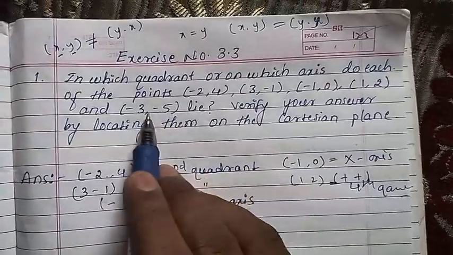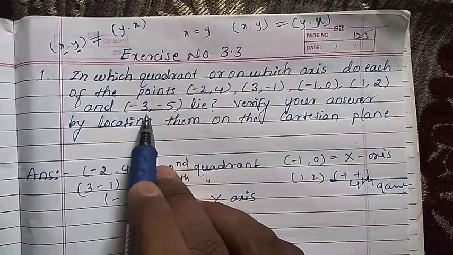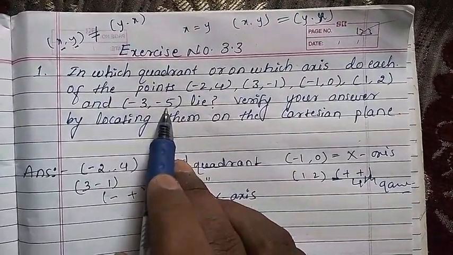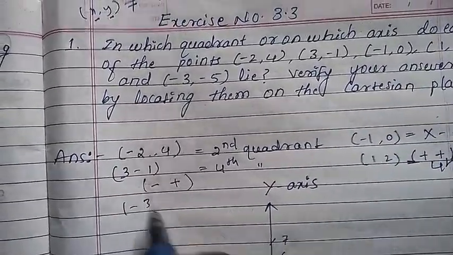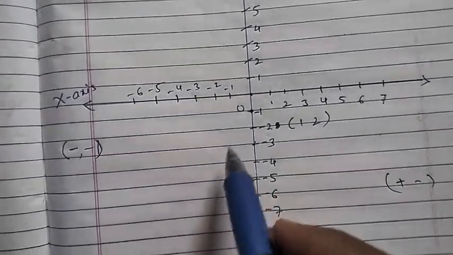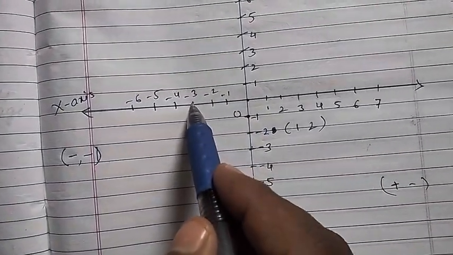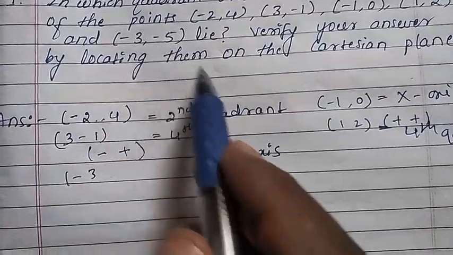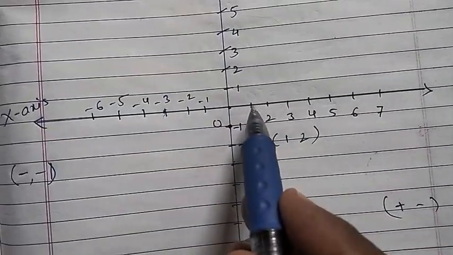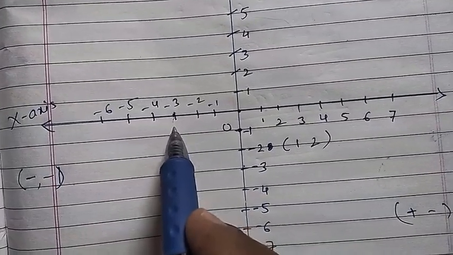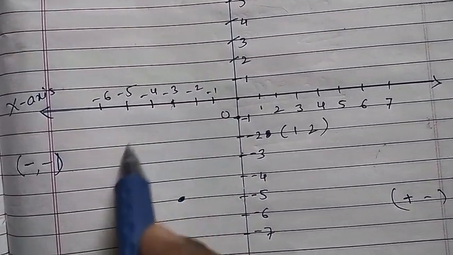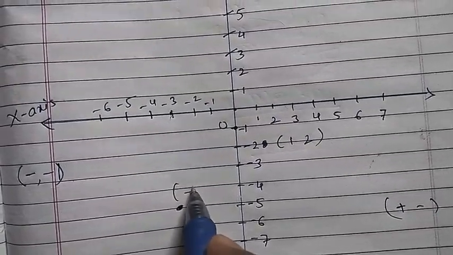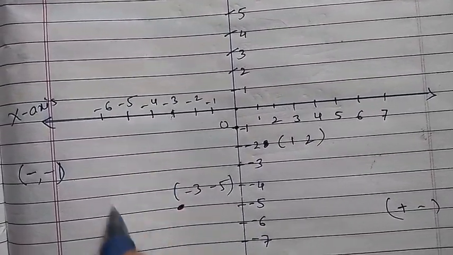Now next one, one more is there. How much is that? Minus 3, minus 5. Both are negative here. I will draw that on the graph paper. x is minus 3 and y is minus 5. This is the x-axis. x is minus 3, y is also minus 5. It means this is which quadrant here? Minus 3 and minus 5, which quadrant?